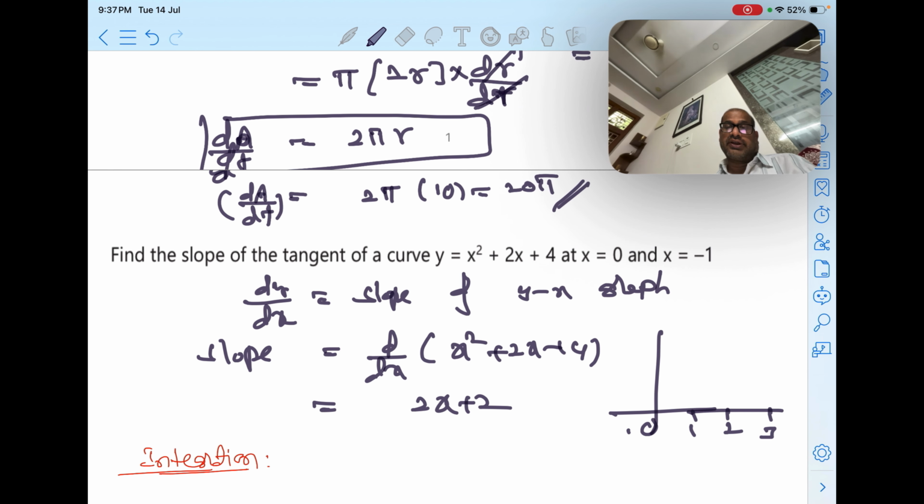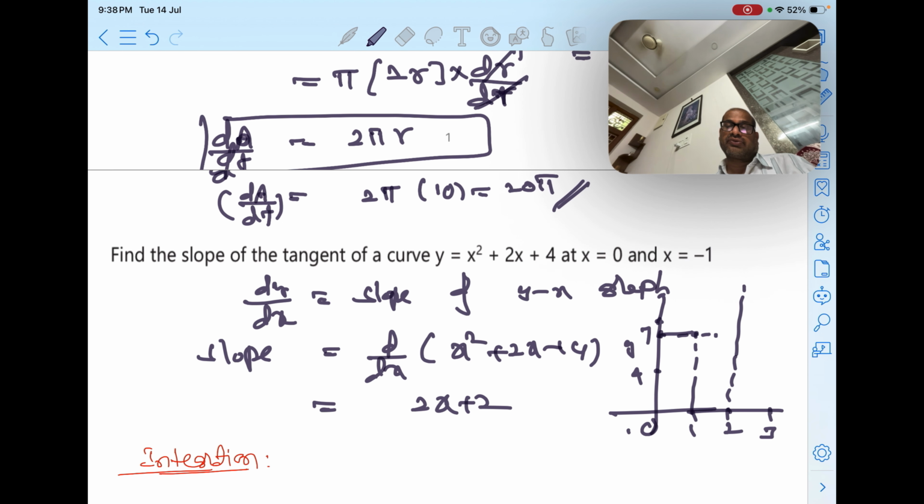x equal to 0 means y is equal to how much? x equal to 0 means y is 4. So y is 4 somewhere. For x equal to 1, 1 plus 2, 3, plus 4, y is 7. For x equal to 2, 4 plus 4 is 8, 8 plus 4 is 12. So when x is equal to 2, y is 12 somewhere.